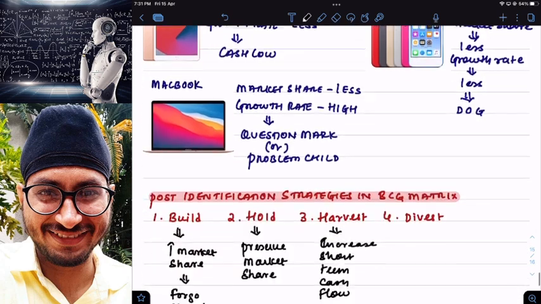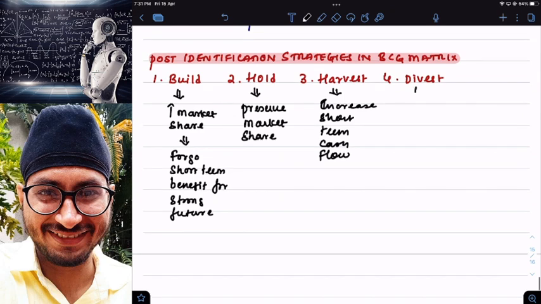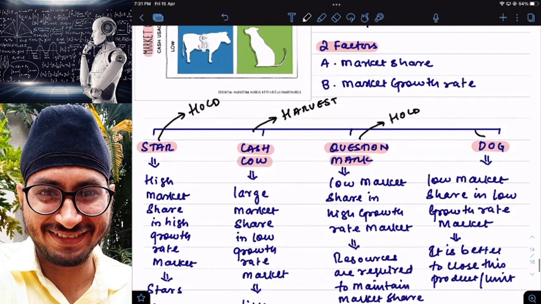And then we have divest. Divest means liquidate the business. Here I will liquidate the business. Obviously it should be dog.